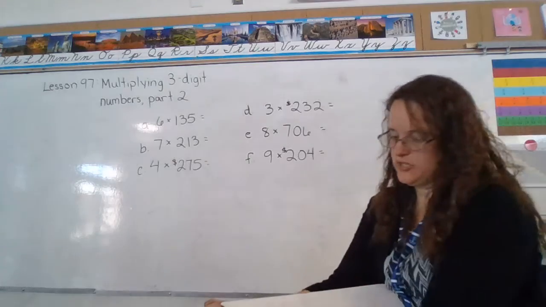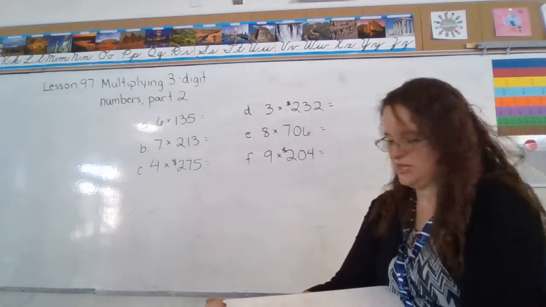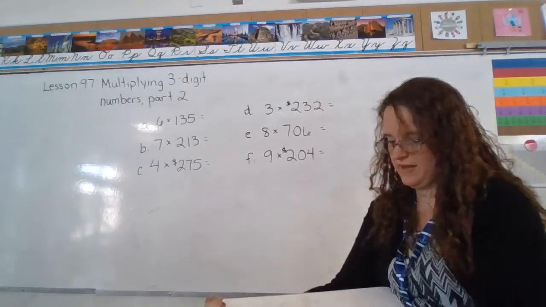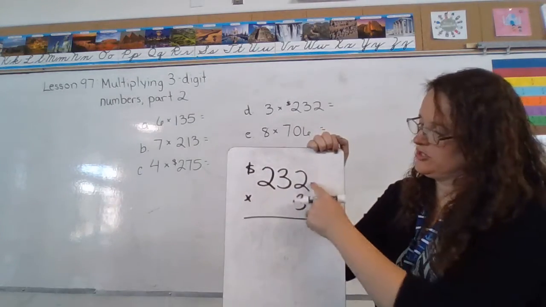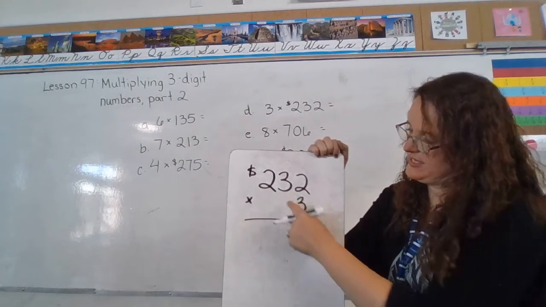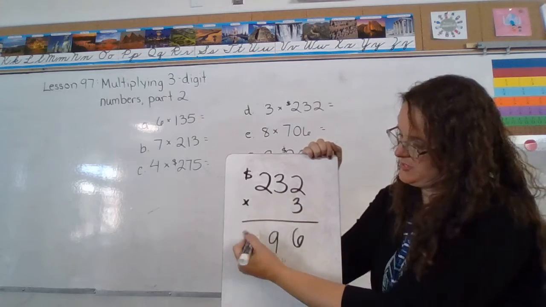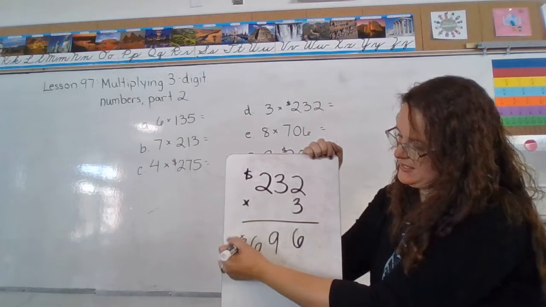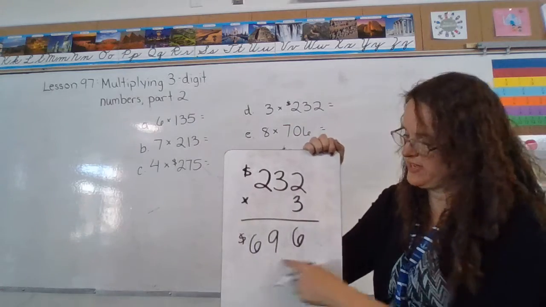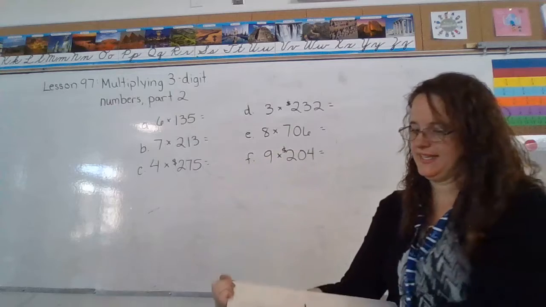Problem D, $232 times 3. 2 times 3 is 6. 3 times 3 is 9. And 3 times 2 is 6. So no carrying there. We have $696 for problem D.